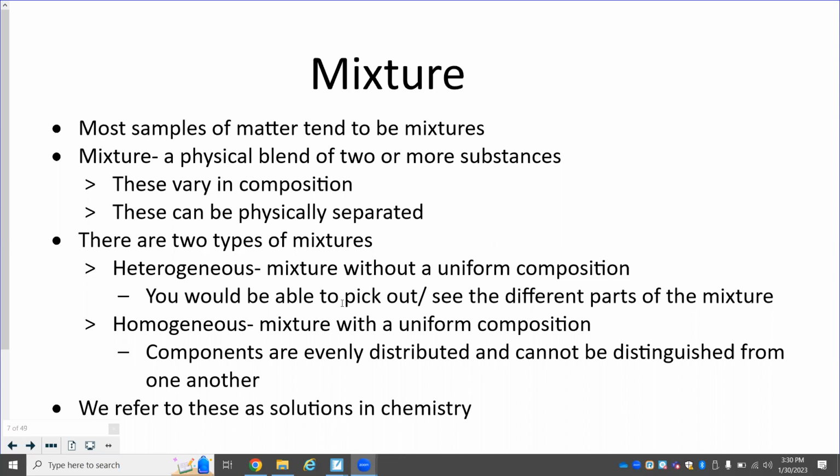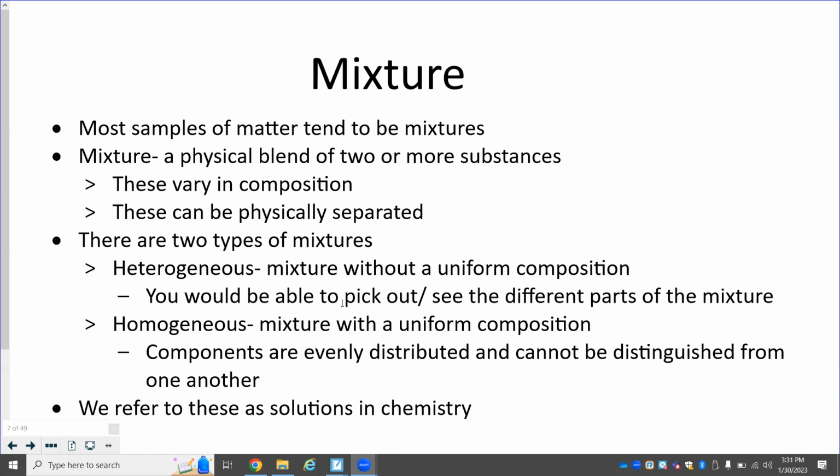So let's look at mixtures first. Most matter that we deal with are going to be considered mixtures. So a mixture is a physical blend of two or more substances. What it means by a physical blend is you just kind of dump everything in a bowl together and stir. So things are not attached to one another. They're not bonded together. They just happen to be taking up the same space.